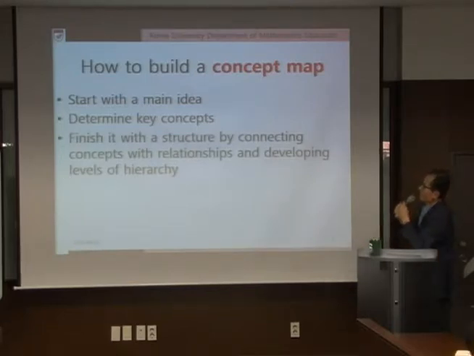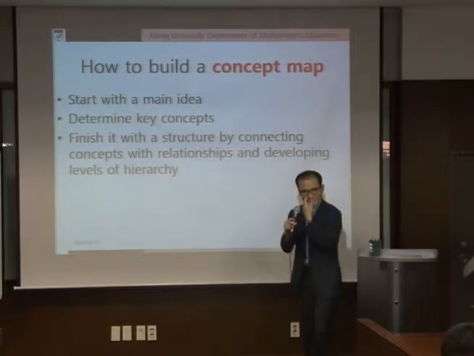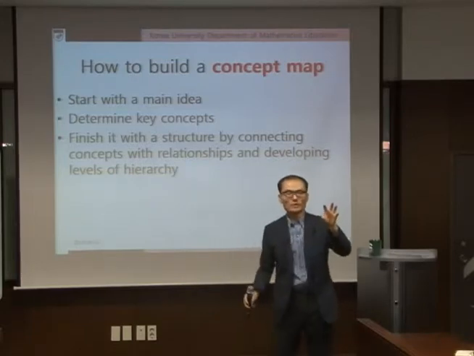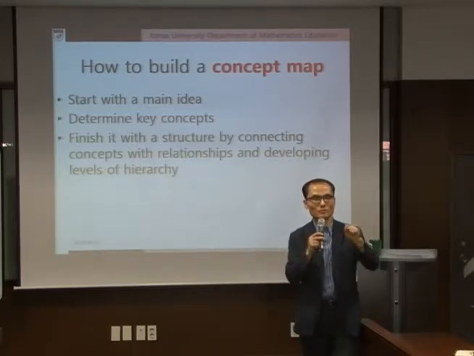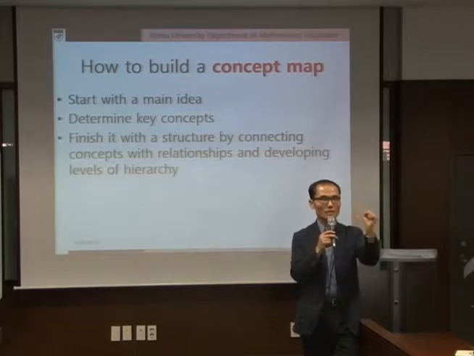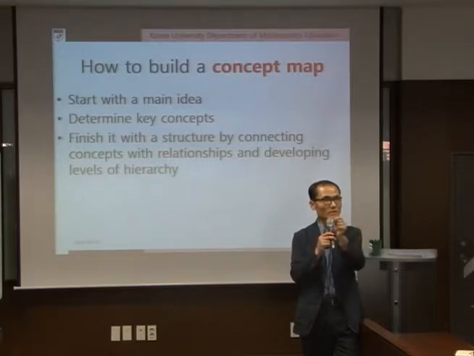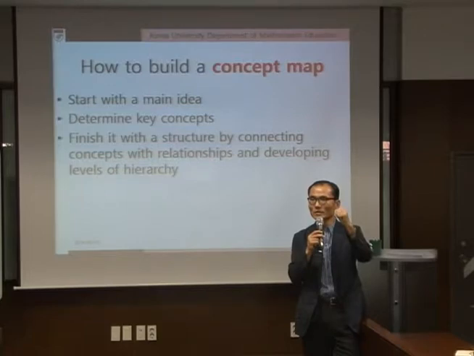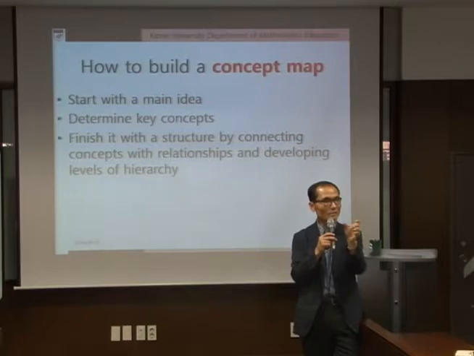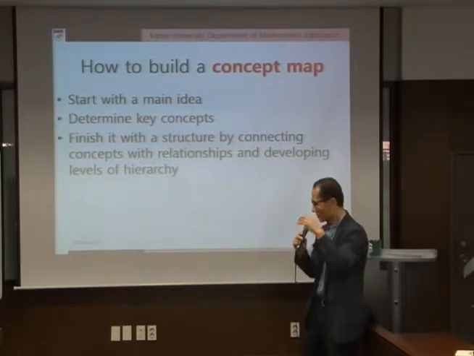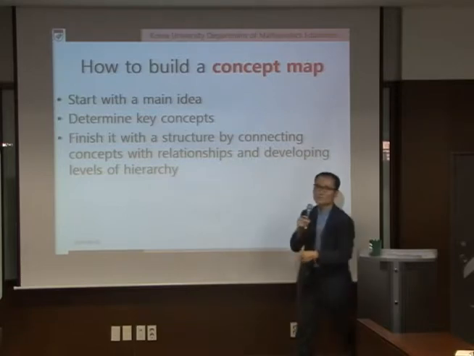Also, finish it with the structure by connecting concepts with relations when developing levels of hierarchy. If you are going to draw any conceptual mapping, you need to draw the connection, right? For instance, in one topic, there is one concept and another concept. There is obviously a relationship, right? So how can you draw it? Not only connection, but still there is hierarchy as well, right? After learning this concept, students are supposed to learn the next concept, right? That's going to be hierarchy. So that's why drawing conceptual mapping is not that simple.